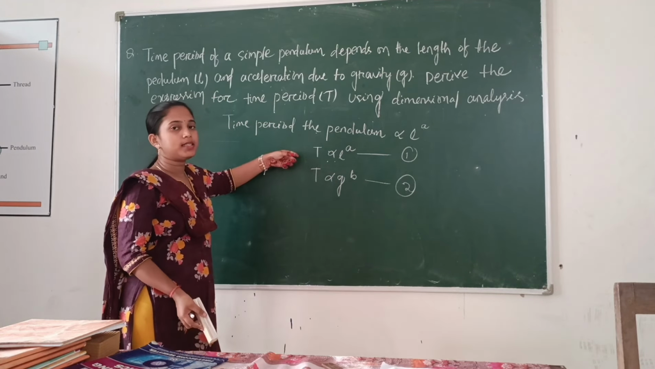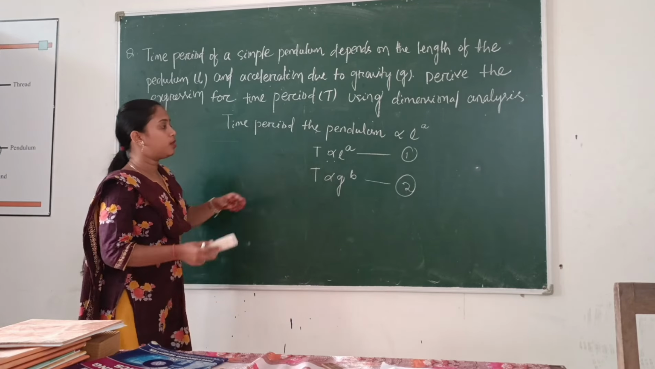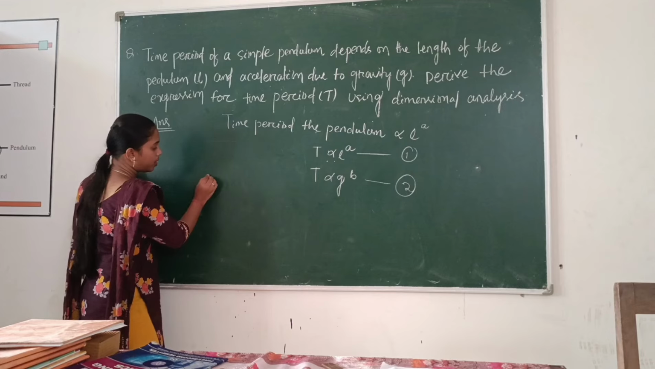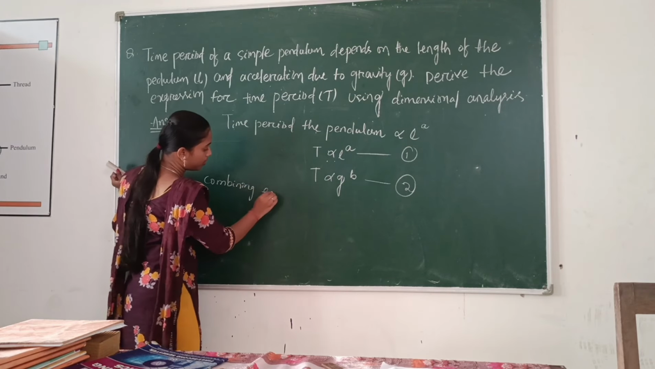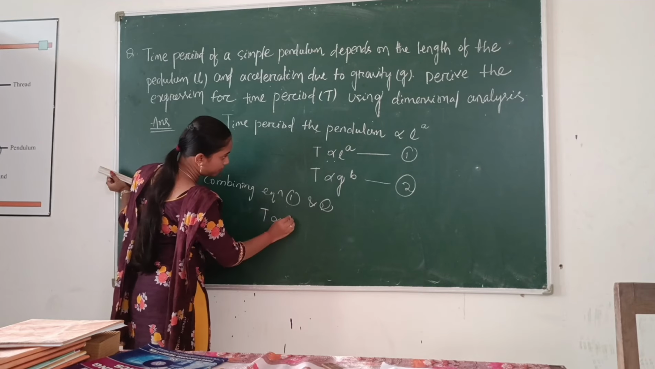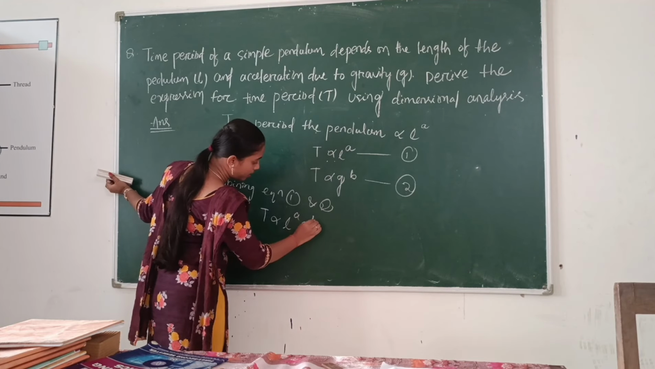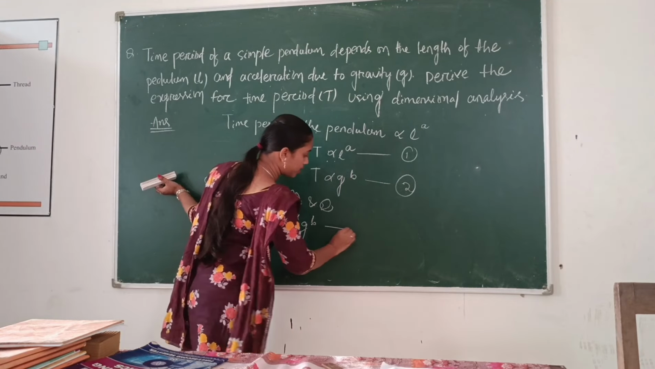So I can write T is directly proportional to L to the power A, and T is directly proportional to g to the power B. Combining equation 1 and 2, I can write T is directly proportional to L to the power A and g to the power B. So this is my equation 3.